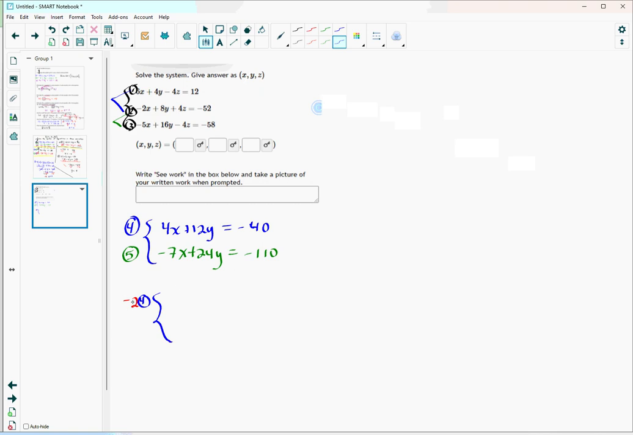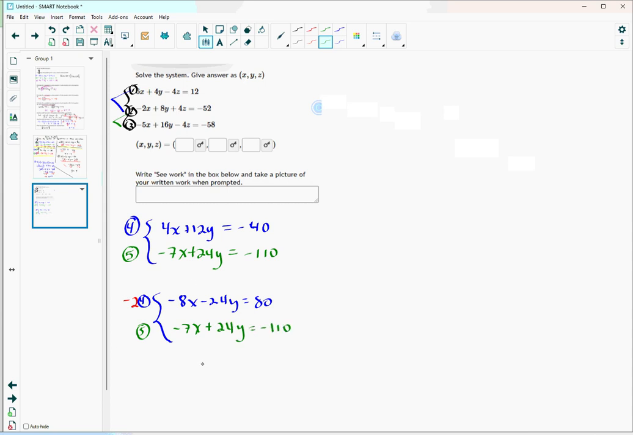Right, so first just multiplying -2 times positive 4x is going to give me -8x. Positive 12y times -2 is -24y. And then the -2 times -40 will give me positive 80. Then I don't need to change that fifth equation. I'm just going to rewrite it. -7x plus 24y equals -110.